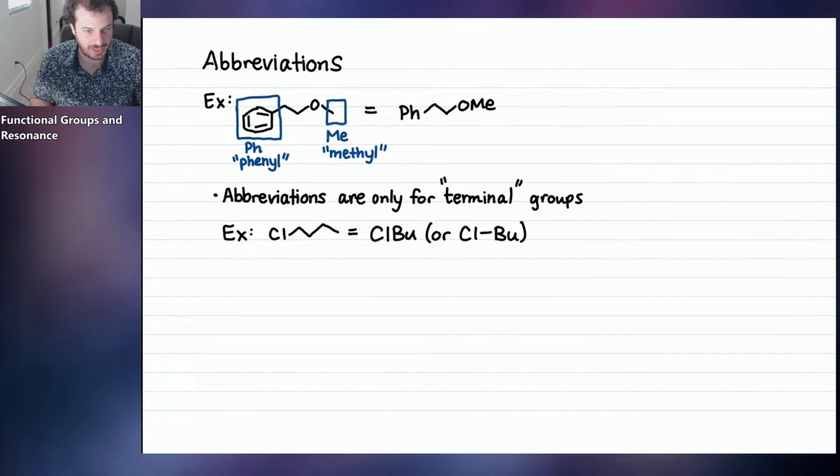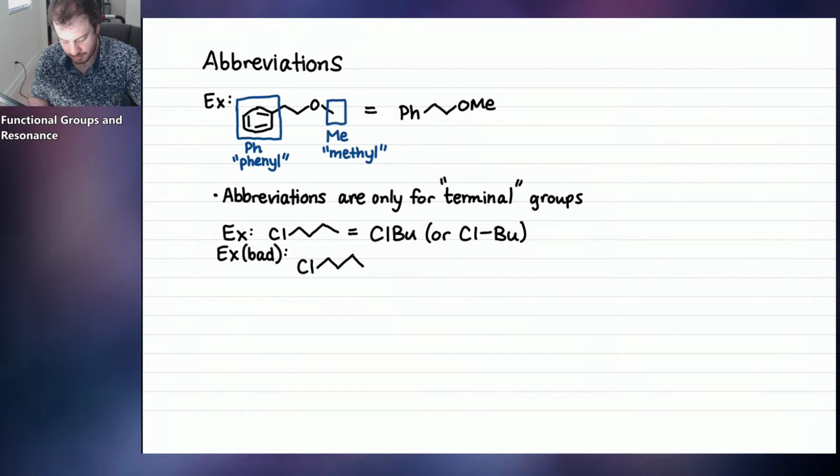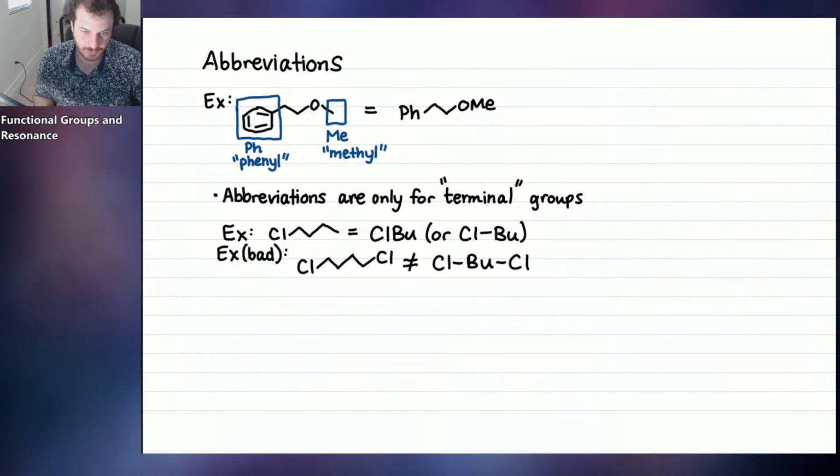All right. So this would be a good example because the butyl is on the end. But let's take a look at a bad example. So let's see something that's incorrect. Let's do chlorine, a butyl, and then put another chlorine at the end. So in this case, we could not use the butyl abbreviation because butyl is now in the middle. It's not on the end. So you could not write this. That would be unacceptable because the butyl is in the middle.